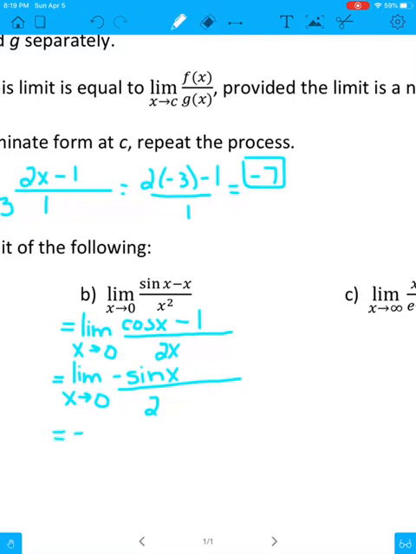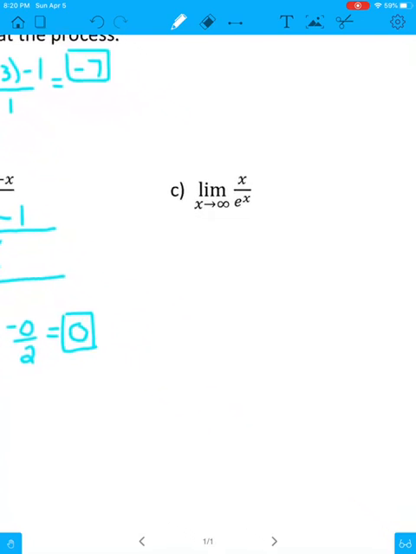That's 0. So I get negative sine of 0 over 2. Sine of 0, that's 0 radians, which is 0. So I get negative 0 over 2. Can I get a 0 in the numerator? Yep, totally fine. I just can't get it in the denominator. So my answer is 0. All right? C.